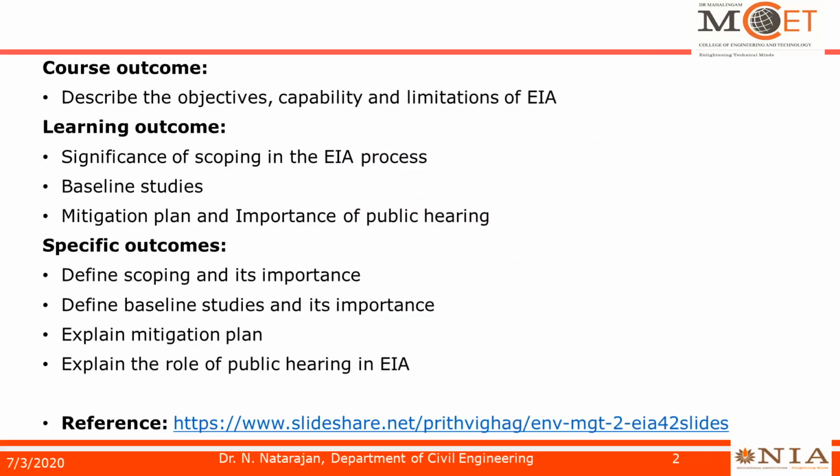Right. So, coming to the course outcomes, describing the objectives, capability, and limitations of EIA. Learning outcomes for this particular session: significance of scoping in the EIA process, baseline studies, mitigation plan, and importance of public hearing. Specific outcomes: definition of scoping, its importance, definition of baseline studies, its importance, explanation of the mitigation plan, explanation of the role of public hearing in EIA.